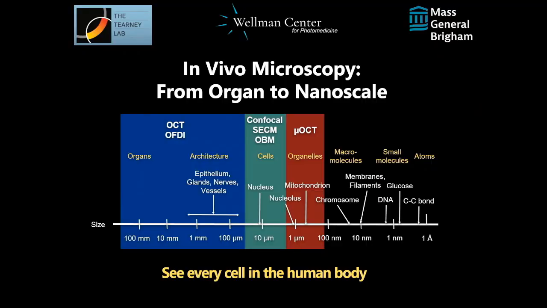So this promise has given rise to the field of in vivo microscopy. And my lab's goal is to see every cell in the human body. And this is kind of a master slide where there's this resolution size scale. There's what you can see given those size scales. And then these acronyms, OCT, OFDI, confocal, SECM, OBM, micro OCT. These are all of the different technologies that we and others have developed to look at these different size scales.